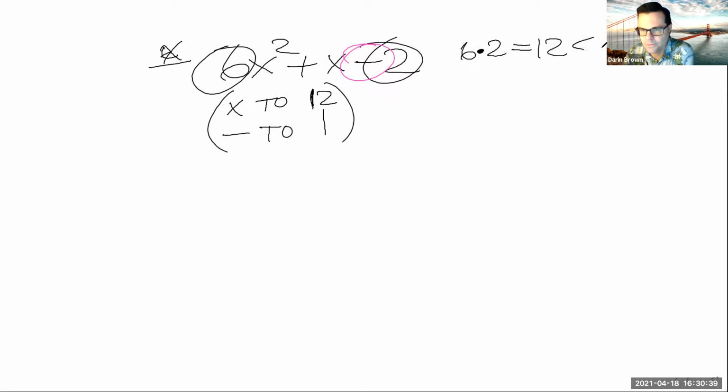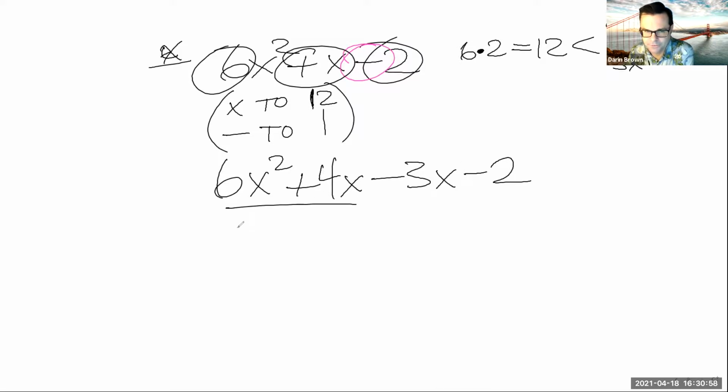Well, what's going to do that? Well, 4 and 3. Sure, those multiply to 12, they subtract to 1. So that works. So we're going to split this up. How do I split up x using 4x and 3x? Well, it's going to be plus 4x minus 3x.